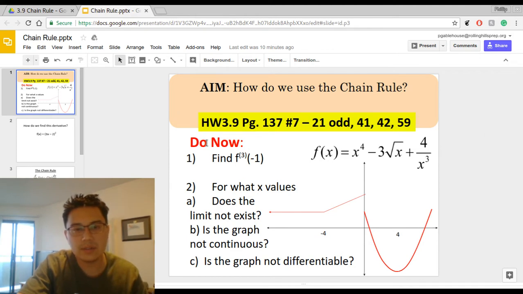I would like you guys to do the do now problem as your warm-up. You will turn this in for a grade to me at the start of class. So please answer these 4 questions here. For this f3 to the negative 1, you're going to take f of x and you're finding the third derivative of this function, and then you will plug in -1 for x. And answer questions for number 2 here, answer A, B, and C as close as you guys can. We'll talk about this a little bit at the beginning of class, but you guys will turn this in for a grade.